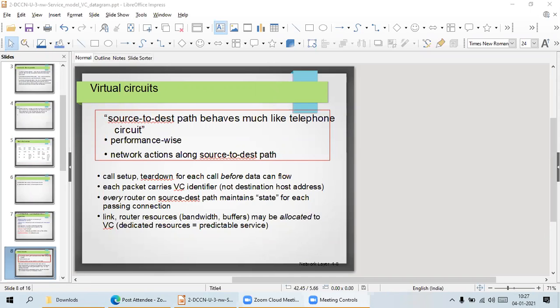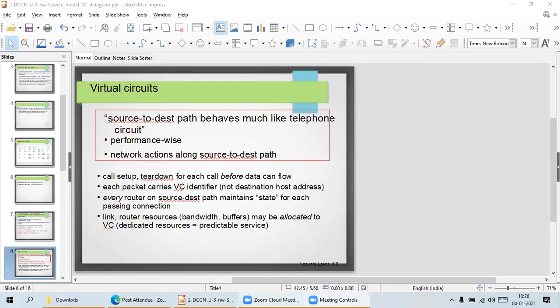And at the same time, it has to maintain the state of each passing connection. The state is nothing but whether the connection is established or closed. Everything it has to maintain. Otherwise, what will happen? I have disconnected my call, but even though I have disconnected my call, your virtual circuit has not stopped. In that case, the burden will be very high on your network. Okay, that's the reason.